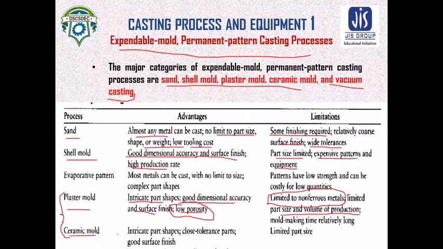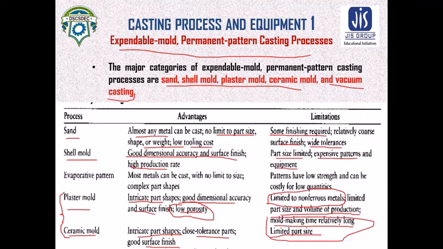In case of ceramic molding, intricate parts or complex shapes can be made. Close tolerance is there, and surface finish is very good. And the only limitation is that mold making time is very long, and there is limited part size. The part size is very limited.